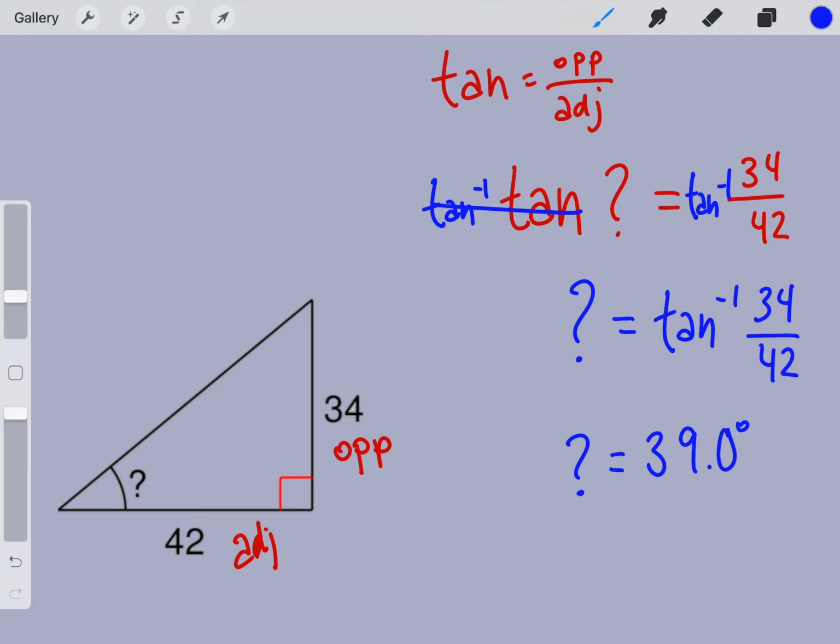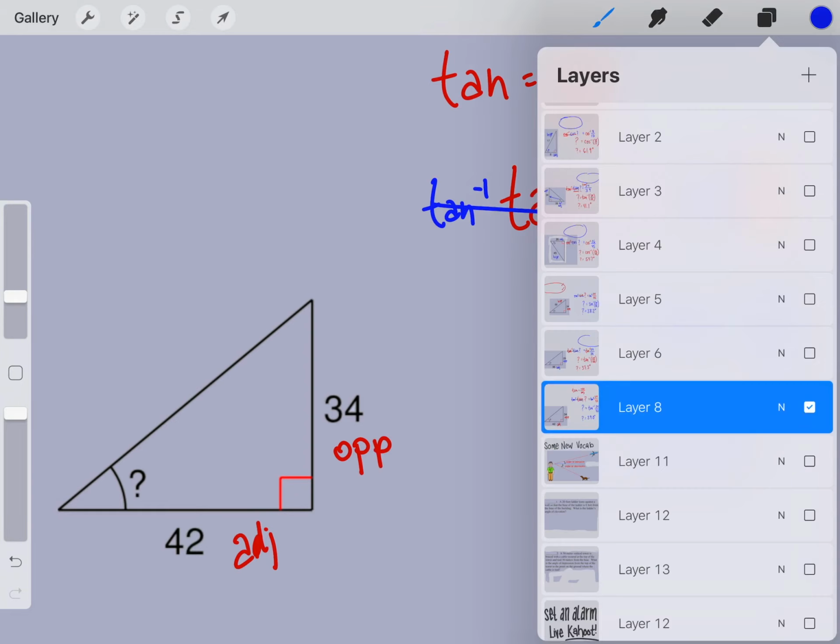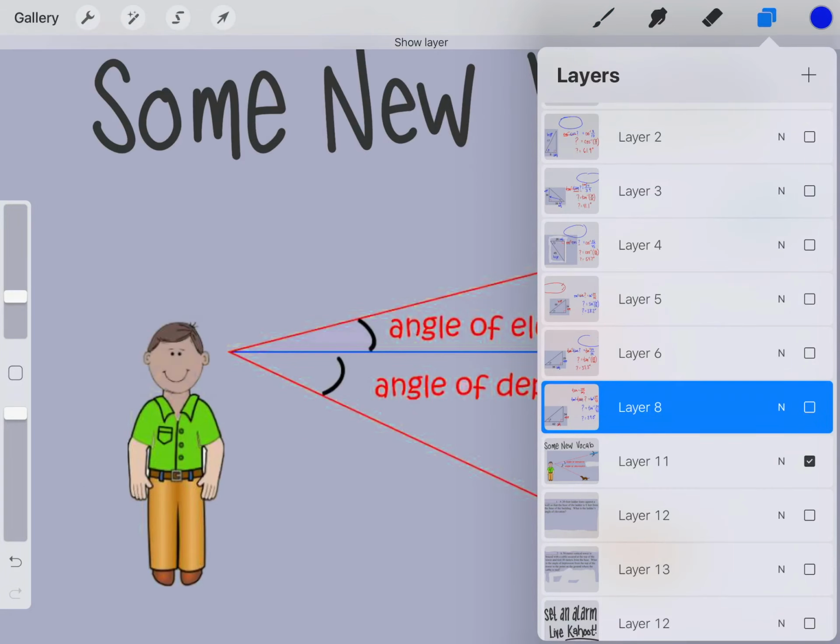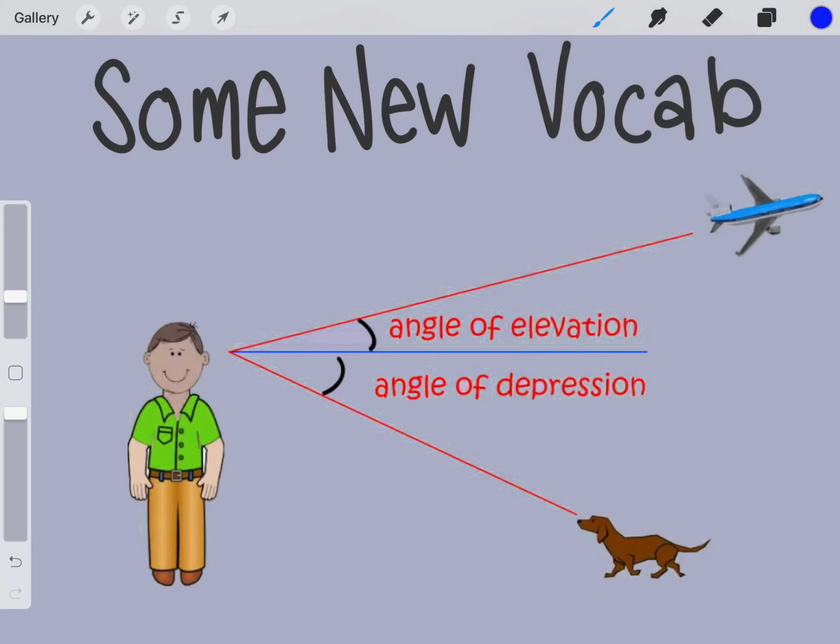If that went well, awesome. If not, maybe it's worth watching a couple parts of this video again just to see how we got through step by step of this process. Alrighty. Moving forward, I said we would be doing a little bit of word problems today, so I'm going to tell you some really important words when it comes to trigonometry in general.